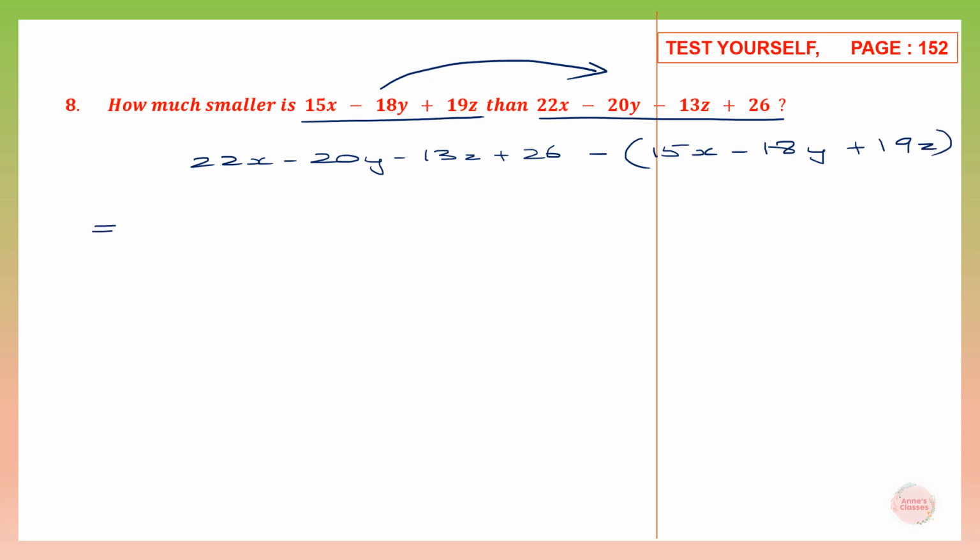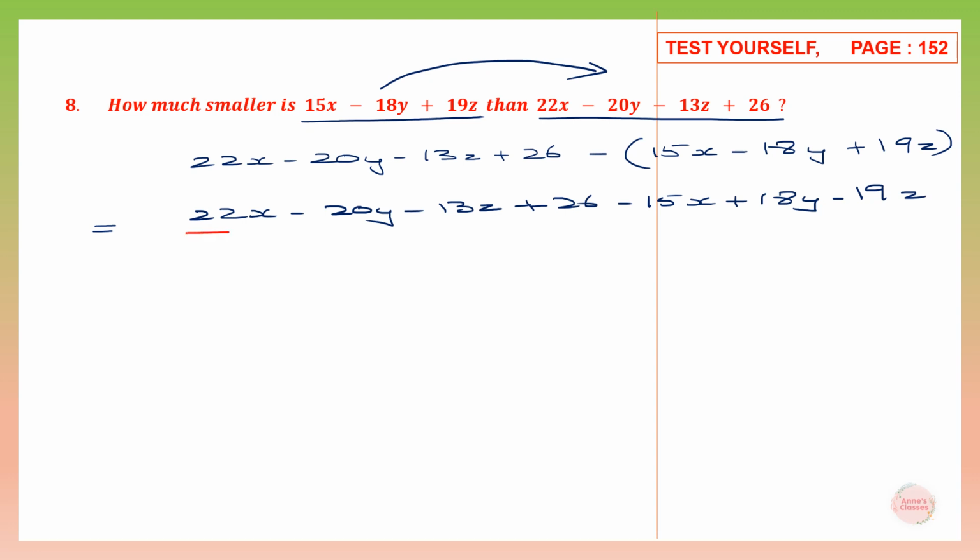Now we're going to remove the brackets. So this is 22x minus 20y minus 13z plus 26. Now, when you remove brackets, look at the sign. If it's minus, change all the signs inside. So we have minus 15x plus 18y minus 19z.